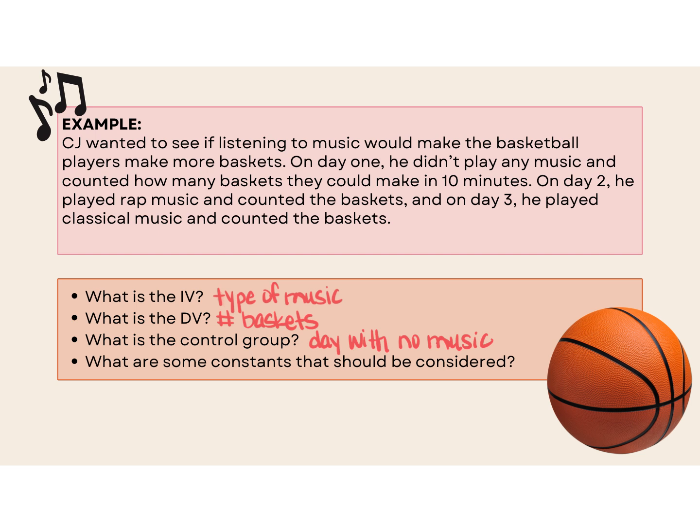Now, this last one you may have to think about. What are some constants that should be considered? So constants are things that we want to keep the same between the groups so that our data is not influenced by that. We only test one variable at a time in an experiment. And so this time we are testing the effects of music. So music is the only thing we want to be different between the groups. What are some things that would need to be regulated to keep this fair from day 1 to day 2 to day 3?